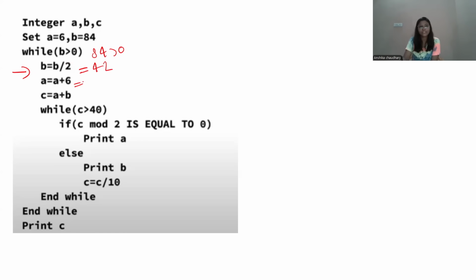a assign a plus 6. That means 6 plus 6 will become 12. And c assign a plus b. So a value is 12 plus b value is 42. So it will become 2 and 2, 4, 4 and 1, 5. Right? c is now 54.